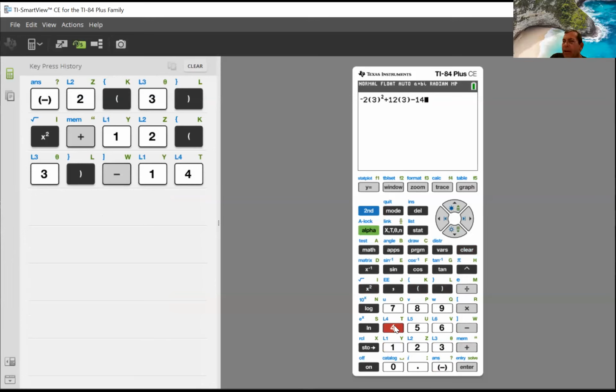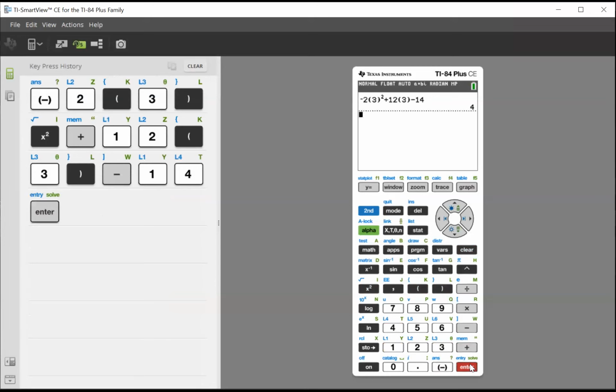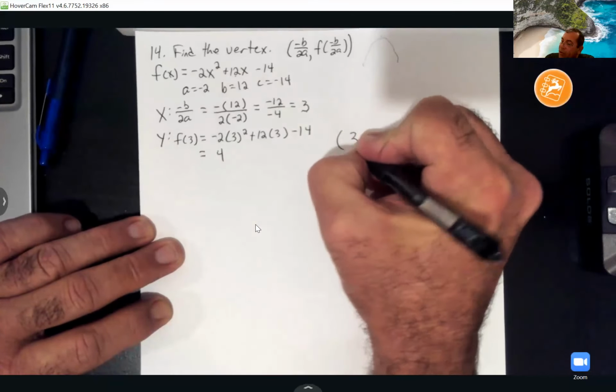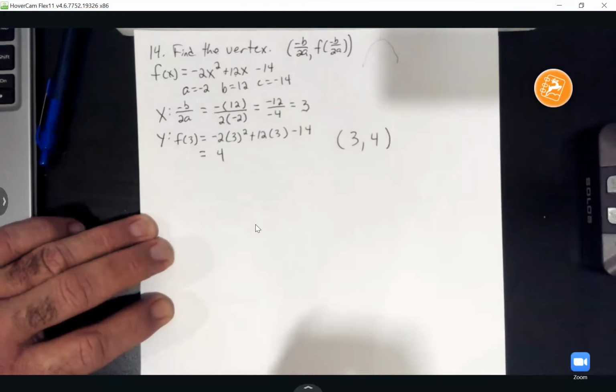They said 4. Oh, so when I hit enter, bam, there it is, right? So we knew that because there was only one answer that had what we needed. So that equals 4. So our vertex is (3, 4).